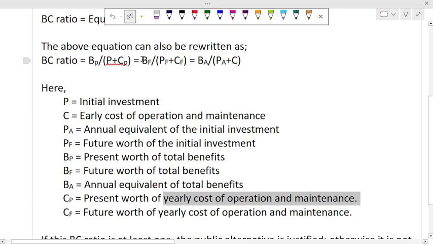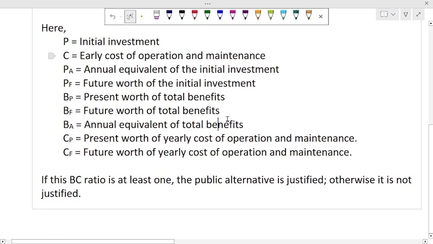I've talked about this one. Therefore, BA will be the annual equivalent of total benefits. Then PA will be the annual equivalent of initial investment. Then C on its own will be yearly cost of operation and maintenance. I think this is it.